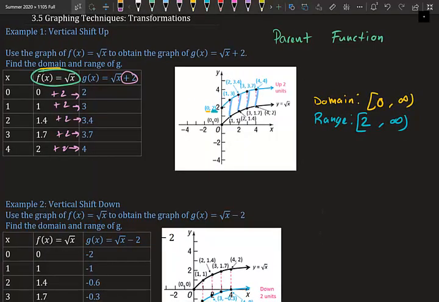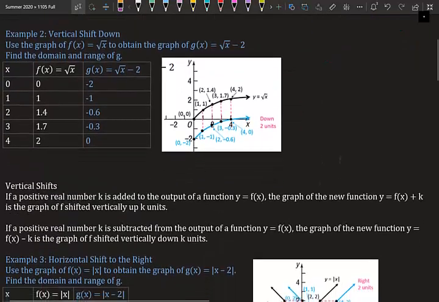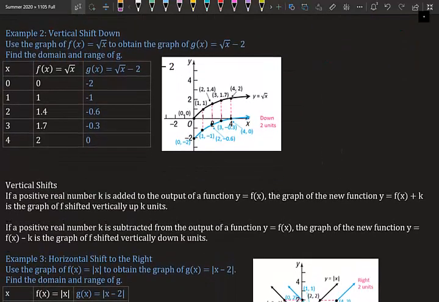All right, let's talk about vertical shift down with the same exact graph. So we're talking about square root of x, but let's do square root of x minus 2. So do you notice that every point just goes minus 2? So it's just minus 2 to every point, and that's how we get the next value. So every point just shifts down 2 units from the parent graph. Let's find our domain and range.